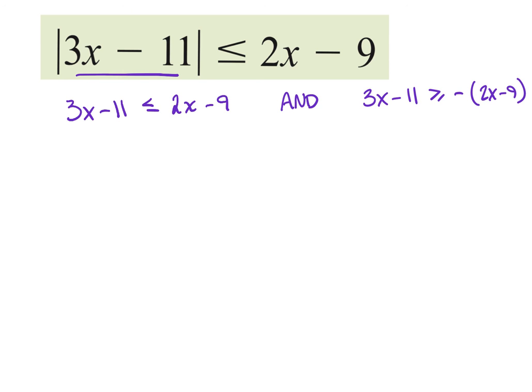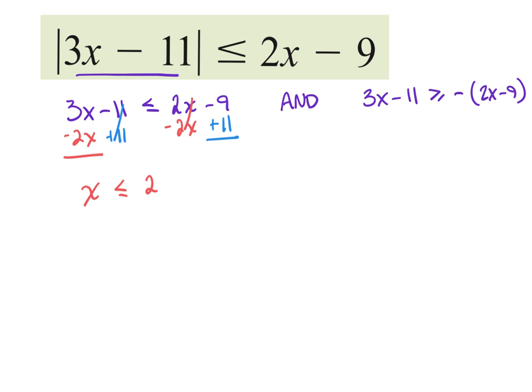So I've set up two problems here, okay? I'm going to solve just like I would. Subtract my 2x over. I get an x over here. Then I'm going to move the 11 to the other side. And I get x is less than or equal to 2 for that one.